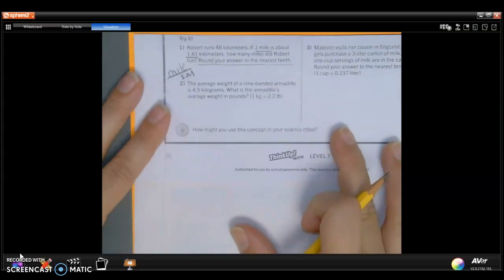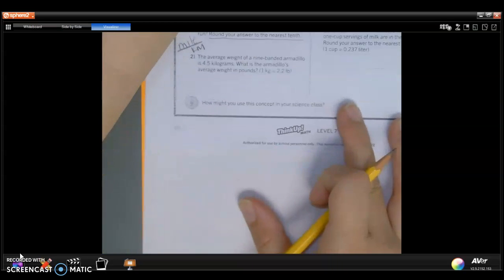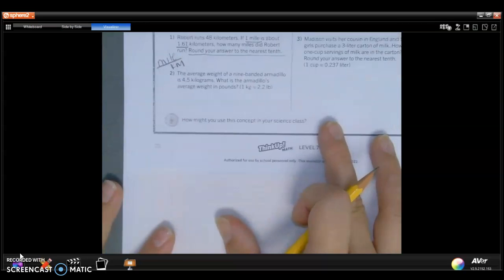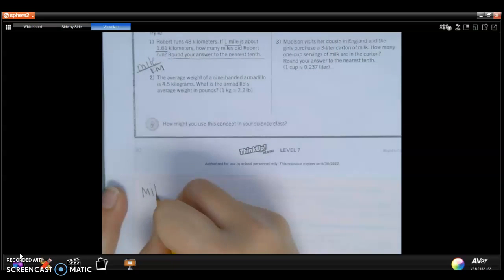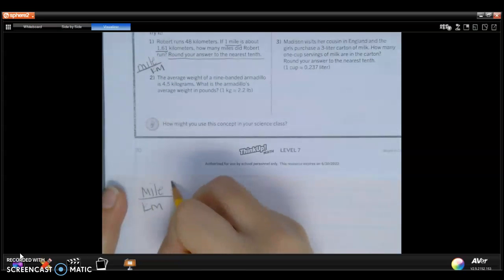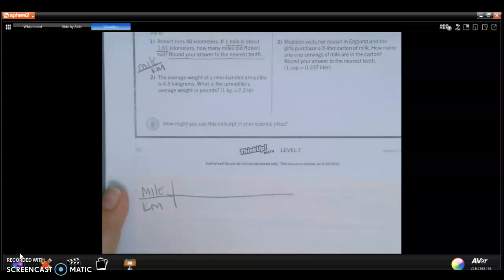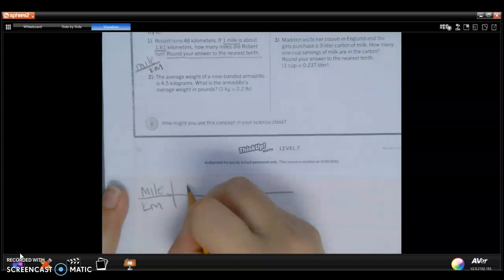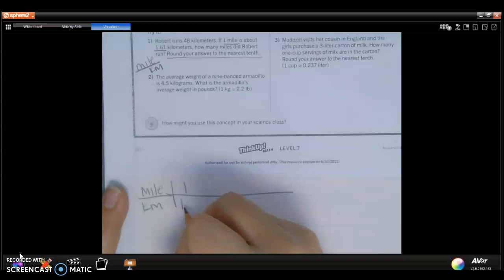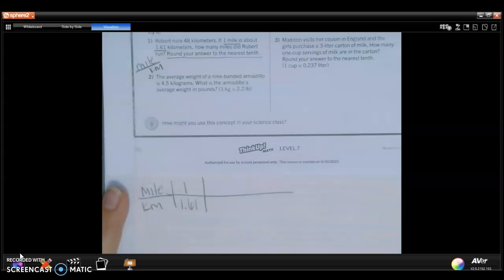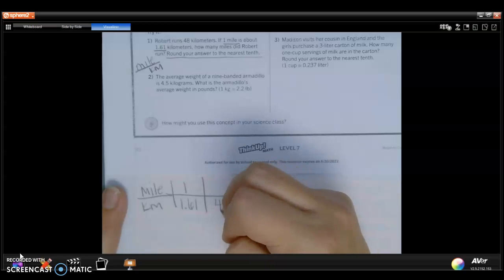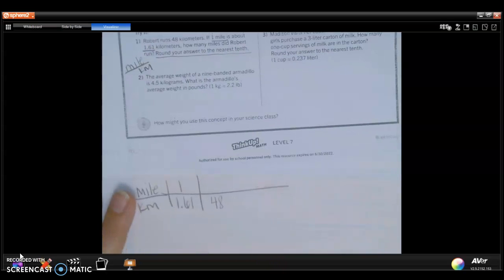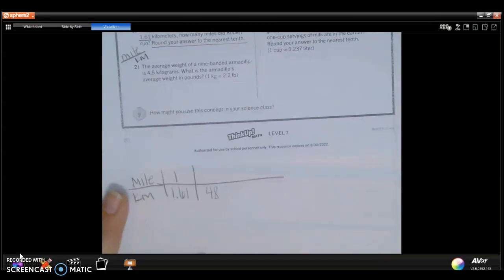So what I'm going to do, because I want some more space, and let me try to just kind of get this adjusted a little bit over here so you can see everything. I'm sorry. Okay, so we are comparing miles to kilometers. I'm going to go ahead and make my little ratio table. Okay, I know that 1 mile is equal to 1.61 kilometers, okay? I want to know if I run 48 kilometers, how many miles that is, okay?